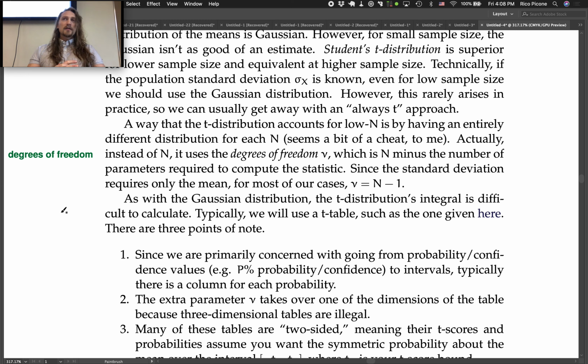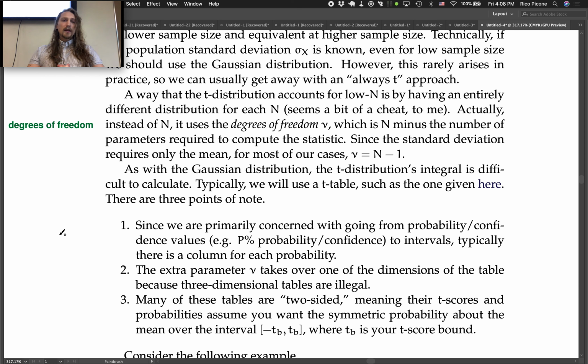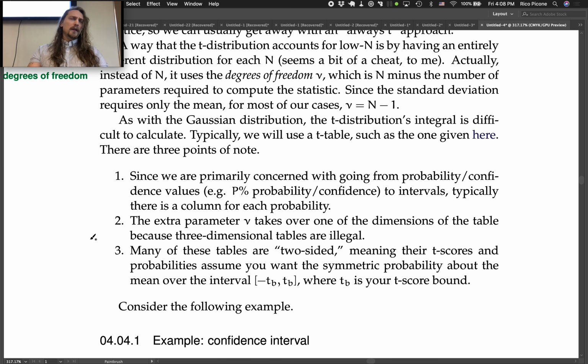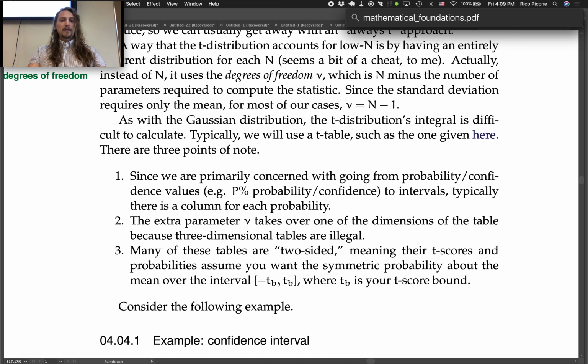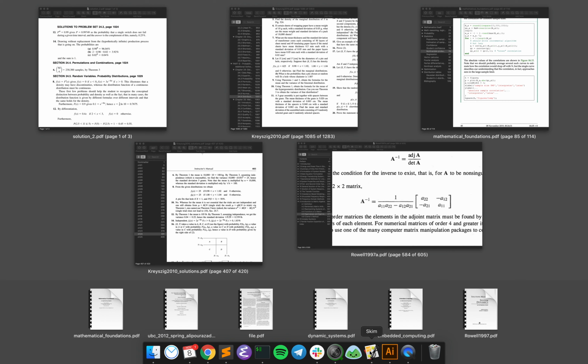As with the Gaussian distribution, the t-distribution's integral is difficult to calculate. Typically, we will use a t-table, such as the one given here, and it's in the, I forget which appendix it's called, but let's actually pull it up. I think this is the file I have. There it is.